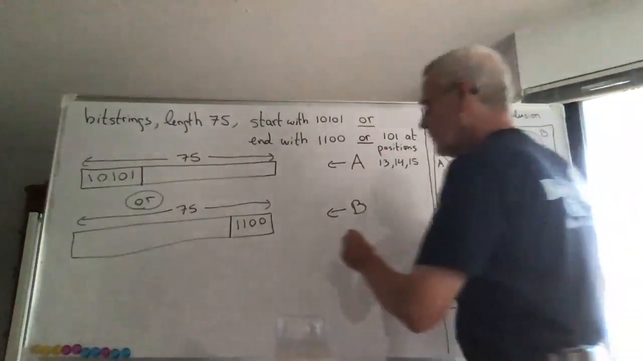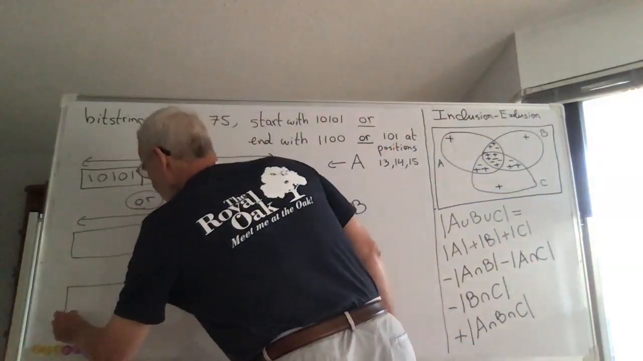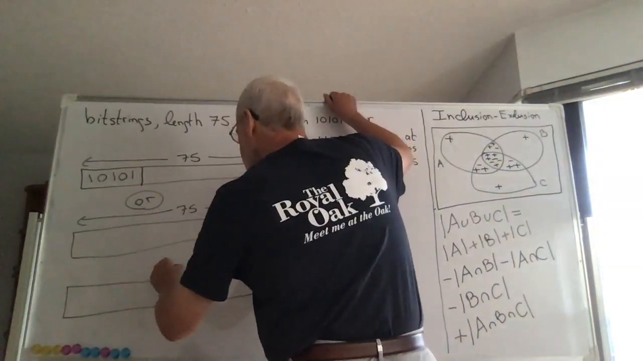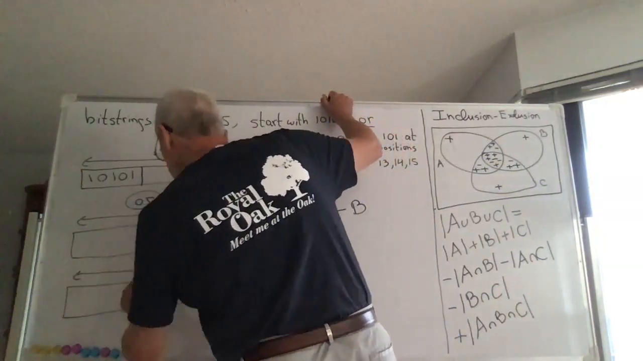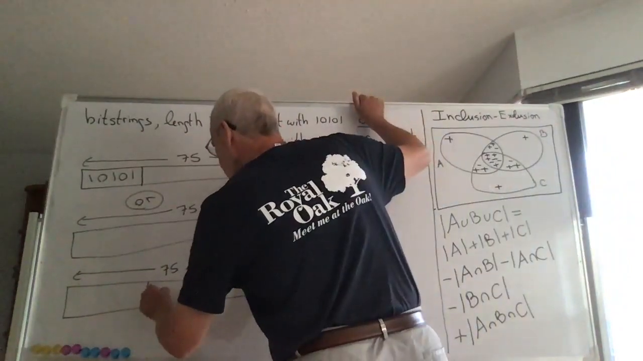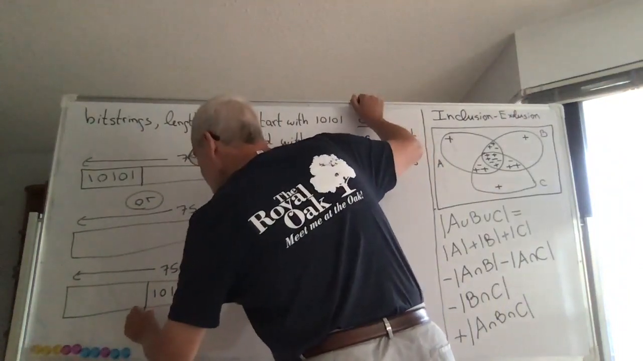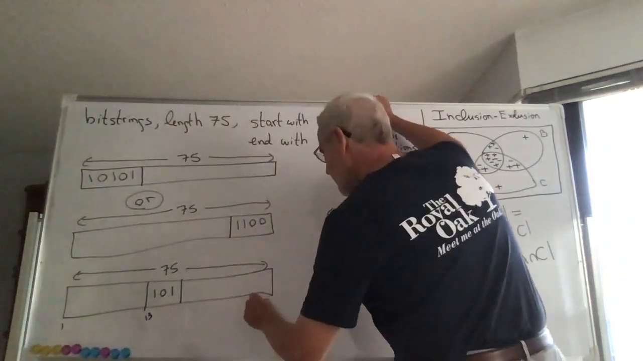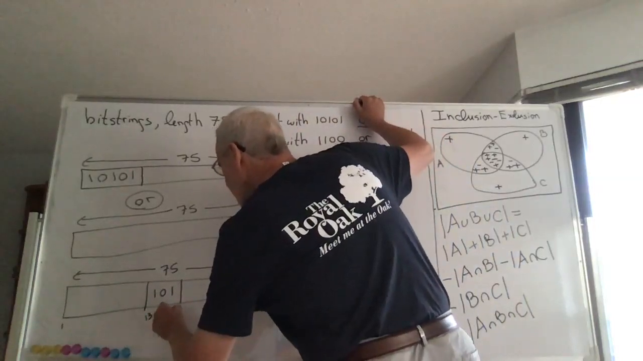Okay, so I'm going to add this to the picture here. So we have to write 75 bits. And what did I say here? 101. So these are positions 13. This is position 1 here. This is position 75. 13, 14, 15.